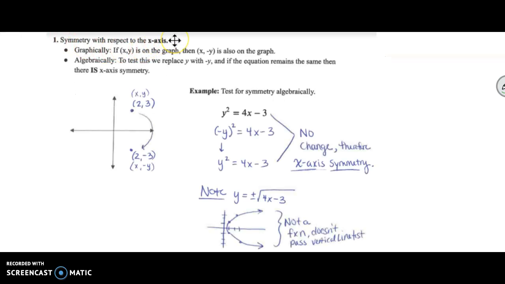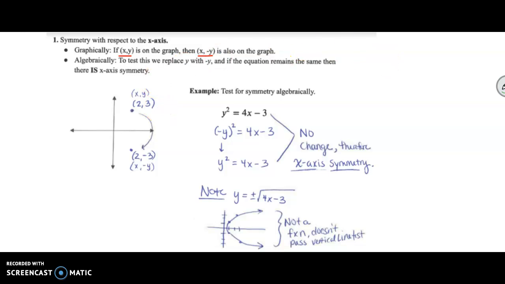Symmetry with respect to the x-axis means that the x-axis is the mirror line. If a curve looks like this, then the reflection is up here. Please take note when it's reflecting over the x-axis, if you have a point (x, y), then the reflection point is at (x, -y). That makes sense, the x value doesn't change. Like this is at (2, 3), and if you flip it over, the x value is the same, but the y value is now negative, so that's why it's (2, -3).